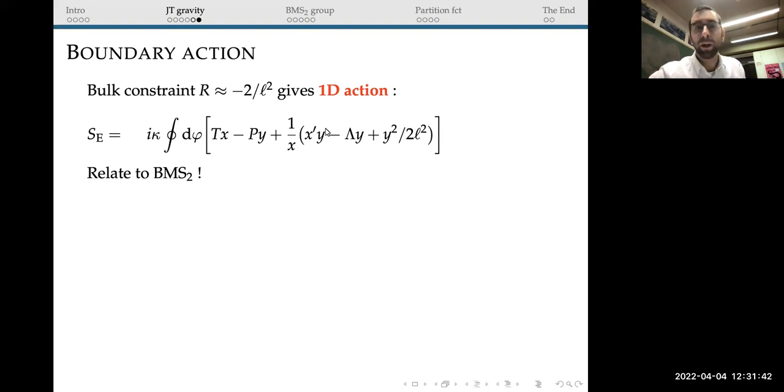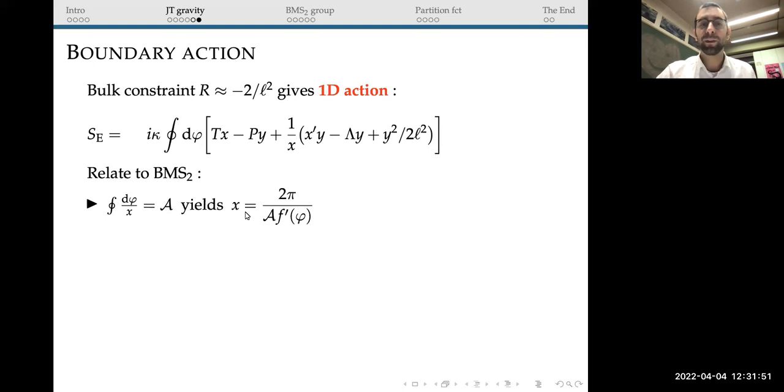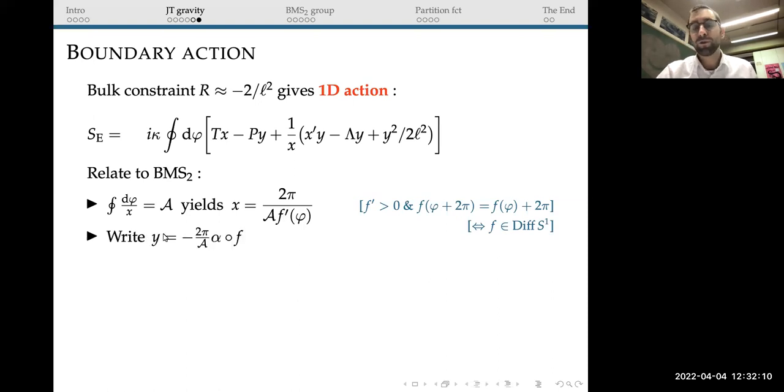Now, as a preparation for what follows, I'm going to relate this whole quantity to the BMS2 group. As a starting point, I'm going to use this constraint in order to write x as 1 over f prime, where this function f is not actually a function on the circle, it's a function with unit winding on the circle and strictly positive derivative. In other words, it's really a diffeomorphism of the circle. So I'm going to write x as a diffeomorphism of the circle, and then rewrite the other component y of the dilaton as a new function alpha.